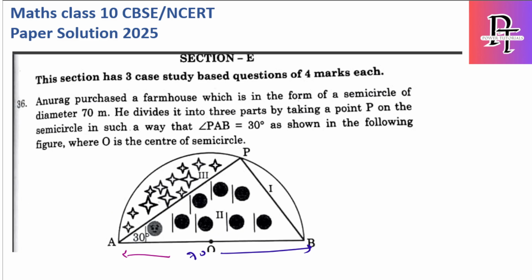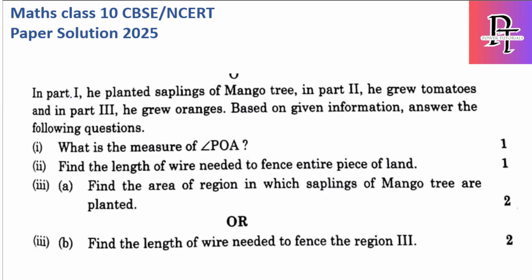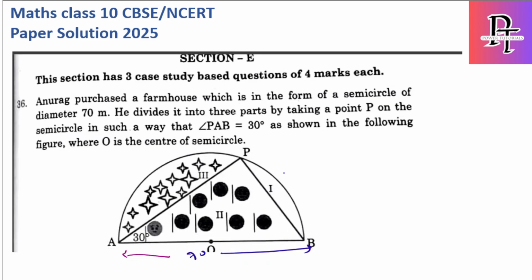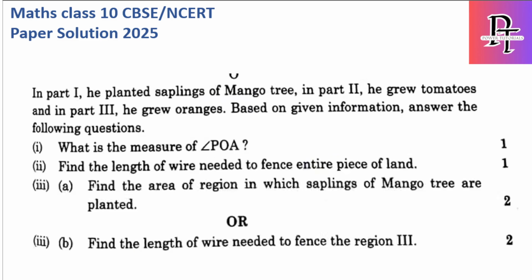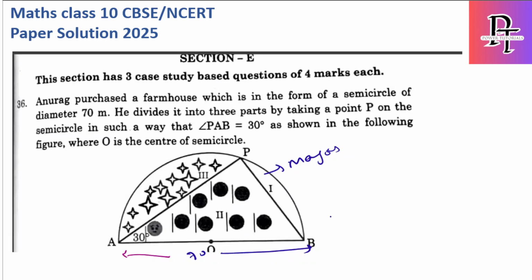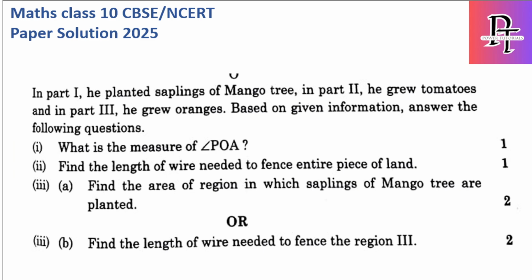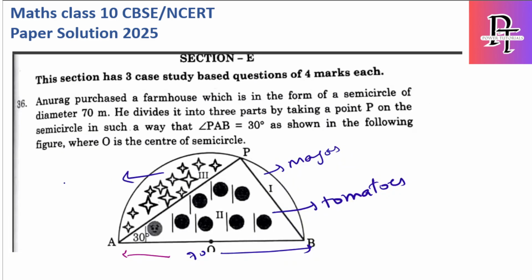Let's see what they are asking. In part 1, he planted saplings of mango tree. In part 2, he grew tomatoes. And in part 3, oranges. So he has separated the farmhouse into 3 parts. This is mangoes, whereas in part 2 he grew tomatoes, whereas in part 3 he grew oranges. So the total farmhouse was divided into 3 different plantations.